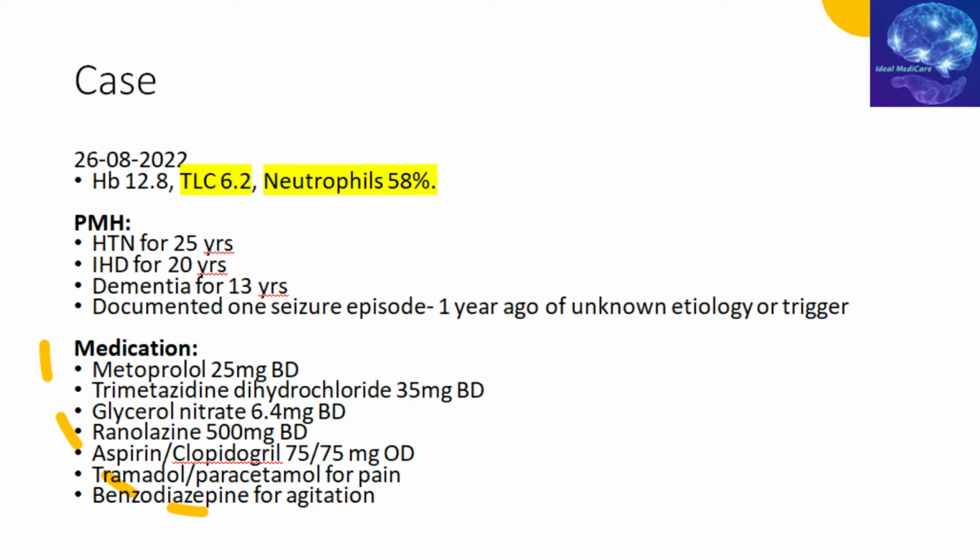He had a recent WBC count, and as you can see, this is just from the last month. His TLC count was normal. His neutrophil count was 58%, which was also normal. His past medical history was significant for hypertension and ischemic heart disease. He had documented dementia for the last 13 years, and as we discussed, a seizure episode.